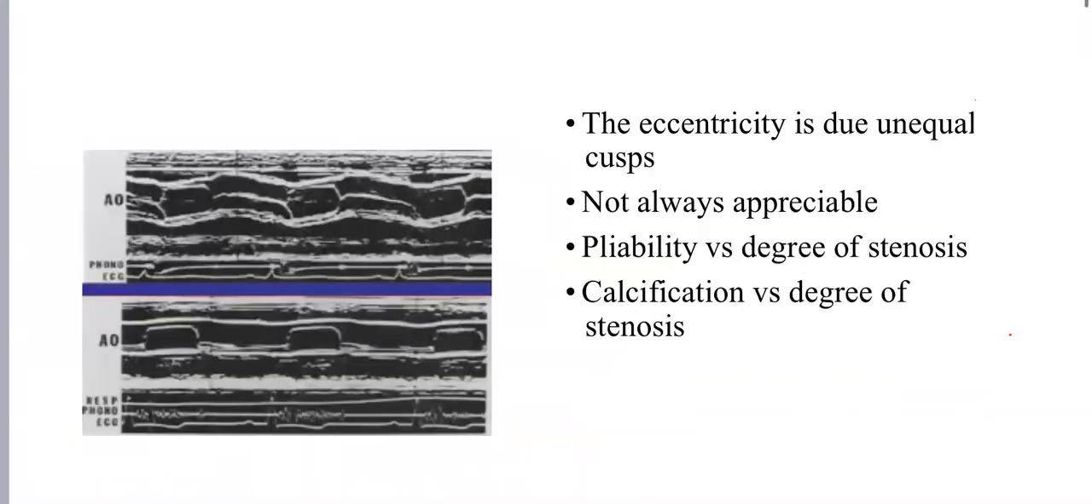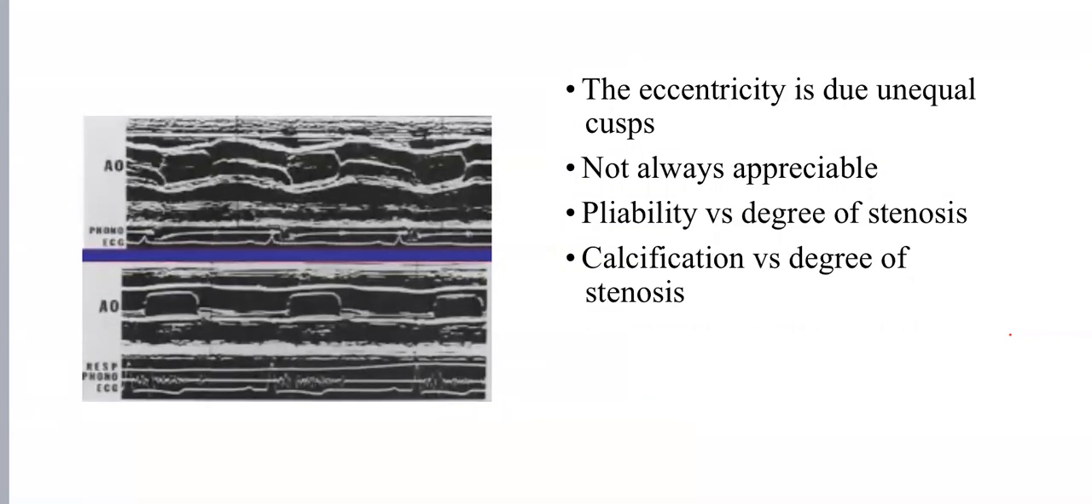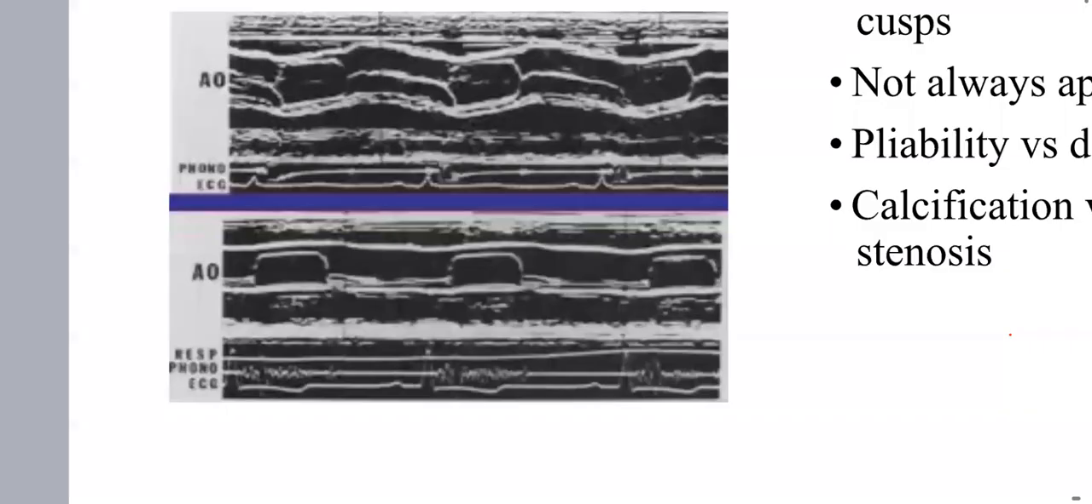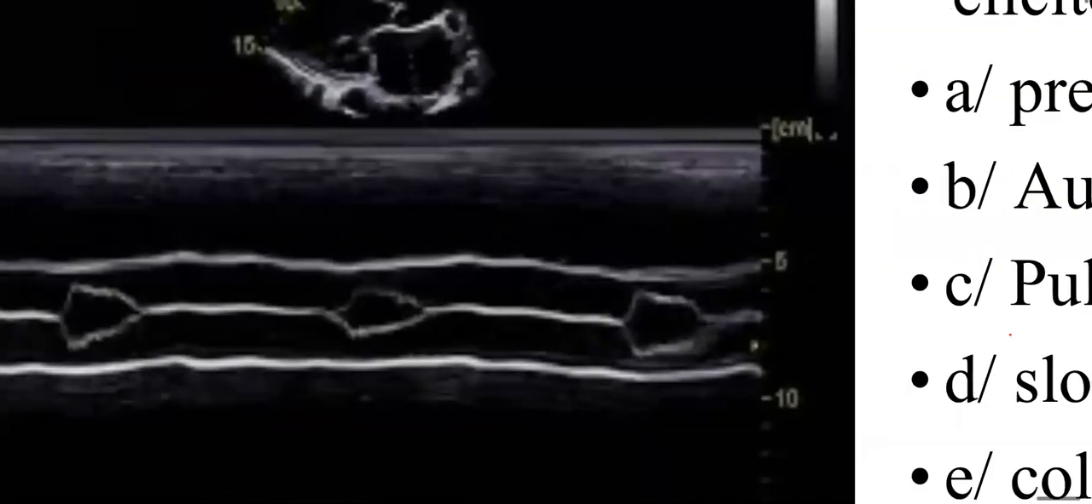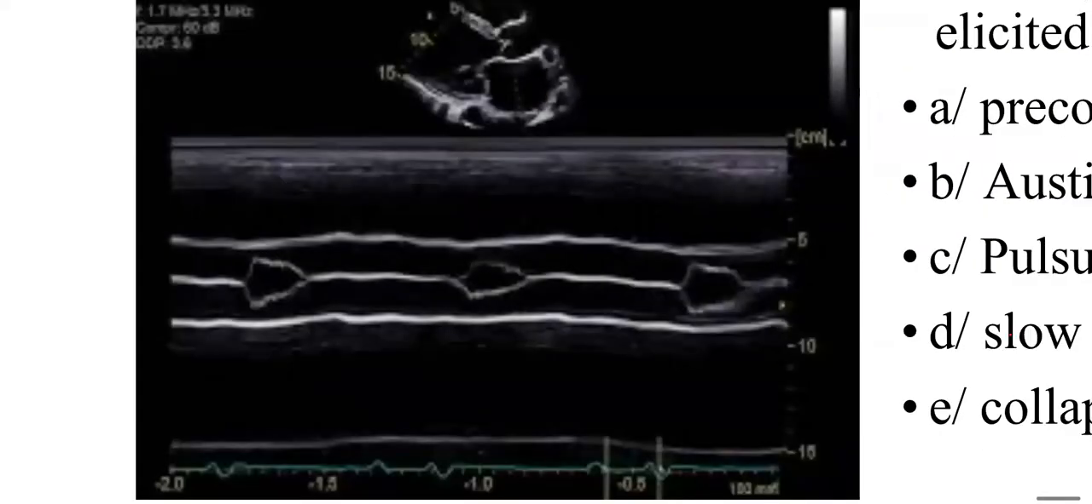Now, this is again an example of eccentric closure as you see it here compared to the normal one here. This is bicuspid aortic valve with eccentric closure. Now, what clinical sign is likely to be elicited in this patient? Precordial knock, Austin Flint murmur, pulsus alternans, slow rising pulse, collapsing pulse. And you see here, that's the M mode of the aortic valve. Pulsus alternans. Explain.